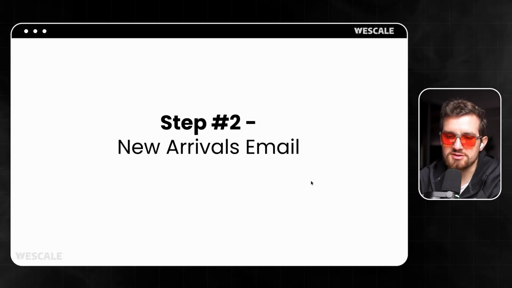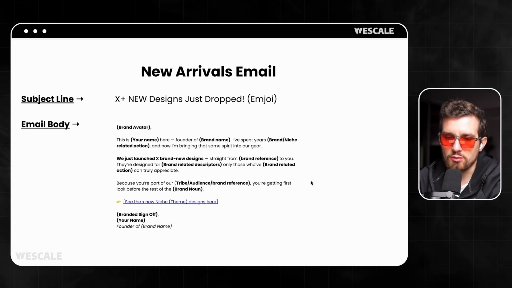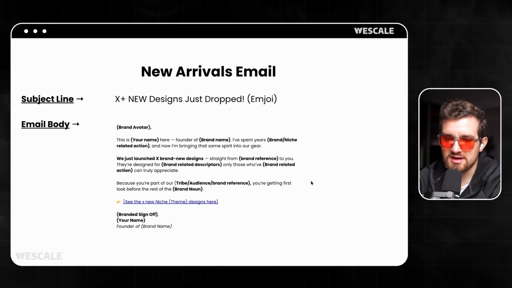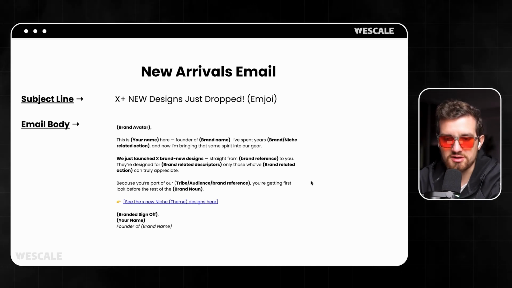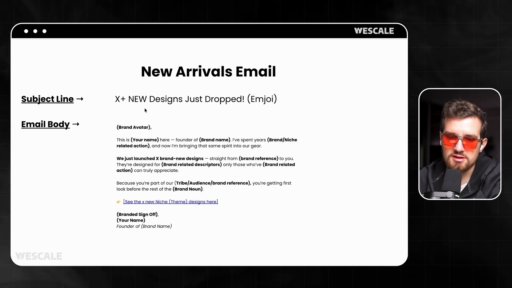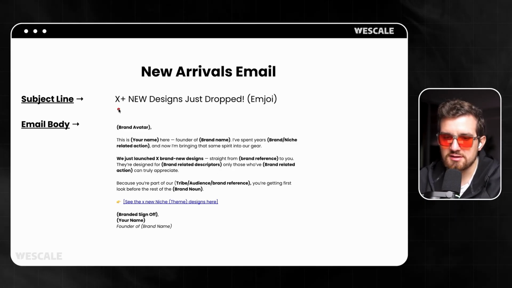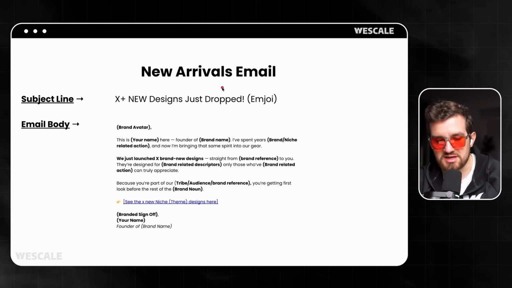Once we have that, we have 25 to 50 new designs per week. Step number two is the new arrivals email. So, this is a campaign that we're going to send to our email list. And the beauty of this is these are some of the top performing emails in terms of sales without having any discount code or actual sale attached to it. So, we keep the full margin. And the way that it works is this: you're going to use for the subject line the number of new designs that just launched. And we do this every week.